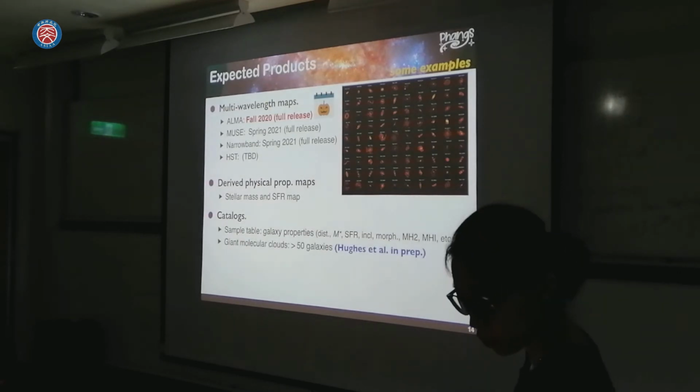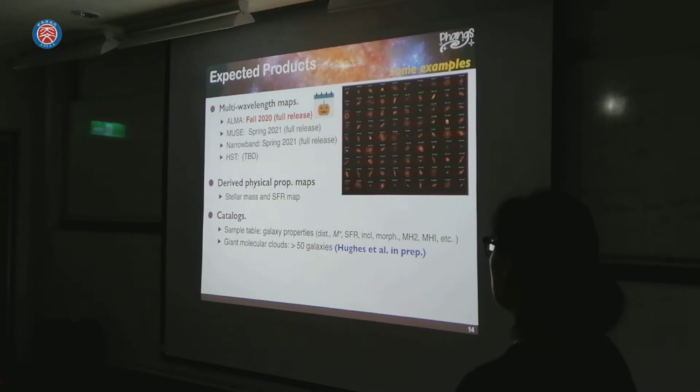And we'll release a giant molecular cloud catalog for more than 50 galaxies. This is made by Annie Hughes. And the catalog is already done. It's at the stage of writing the papers. So the catalog should be released very soon.